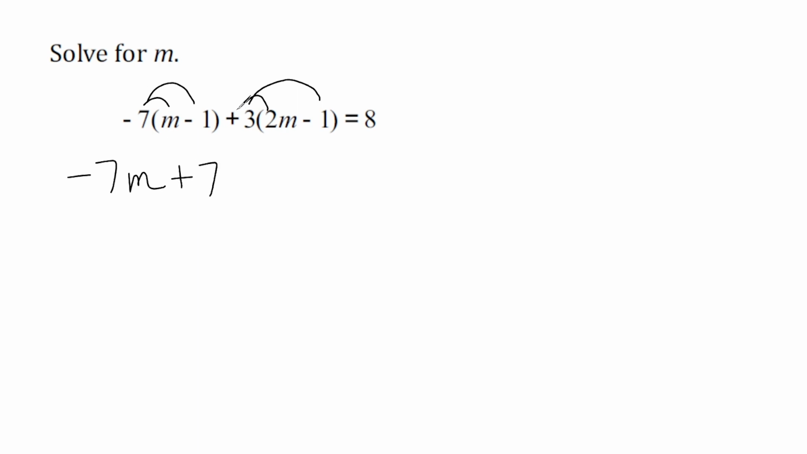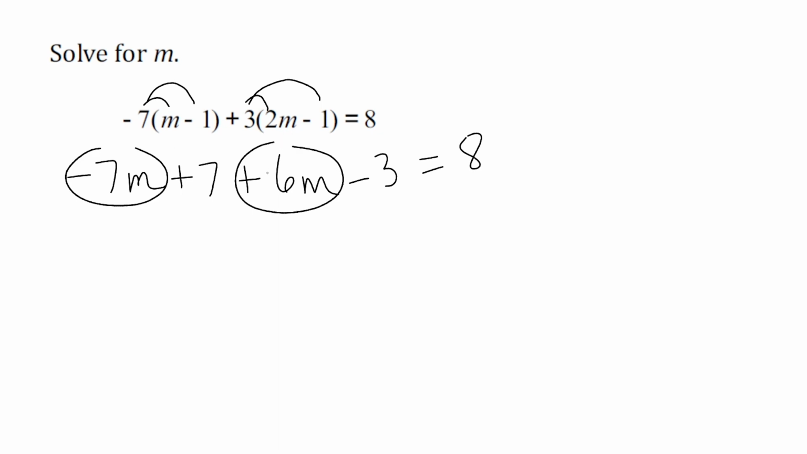Now we have +3 times 2m, and that's going to give us +6m. And now we have +3 times -1, which is -3. We have to set that equal to 8. All right, let's go ahead and combine our like terms here. We have a -7m and a +6m. And that's going to give us -1m, or just -m.